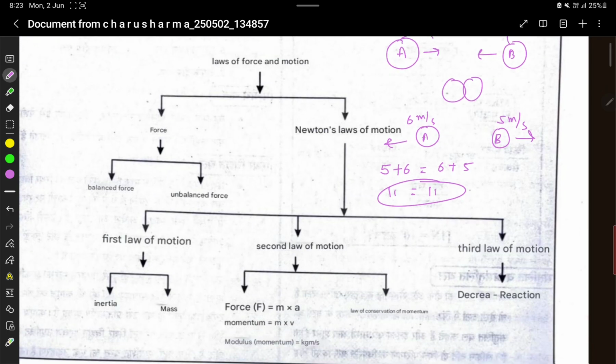Okay, now the third law says that for every action there is going to be an equal and opposite reaction. If you slap somebody, that person will also slap you with the same force. The force that you put on the water while swimming, moving your hands in the forward direction, the water will also give you thrust, the same force in the opposite direction. So that was pretty much about the three laws.